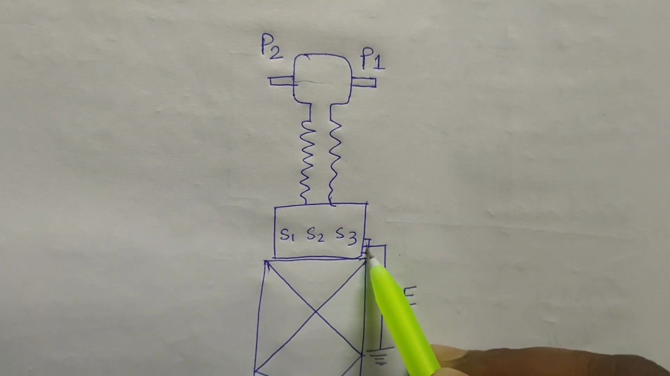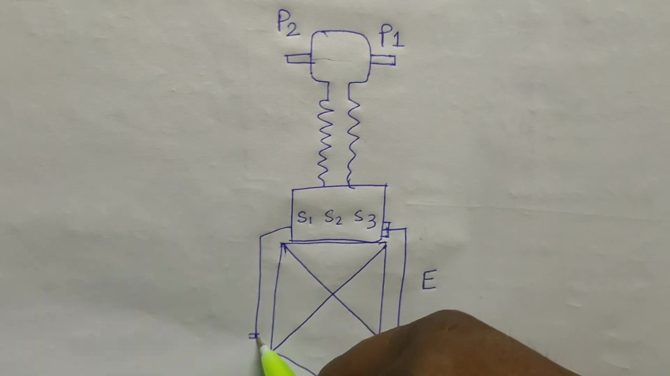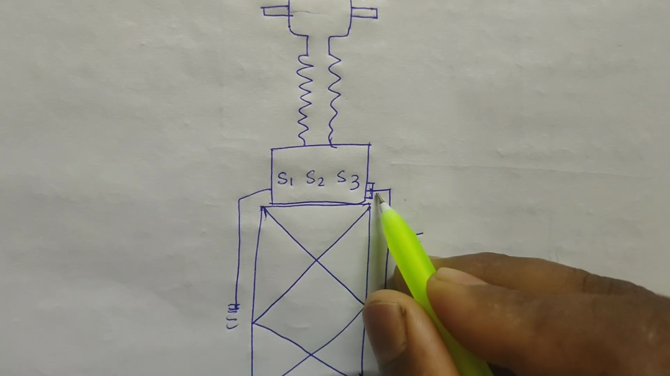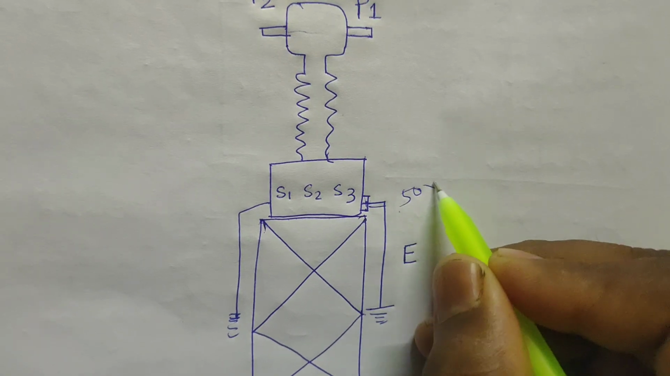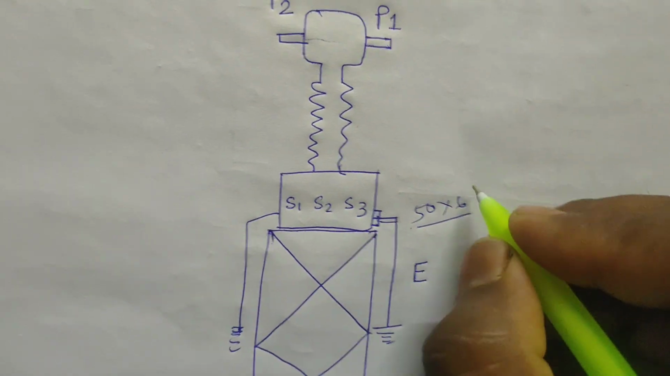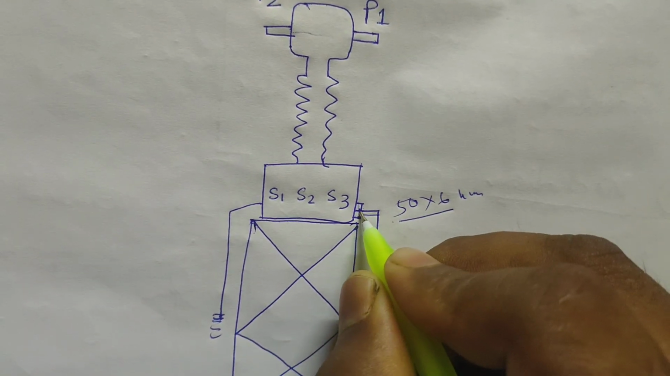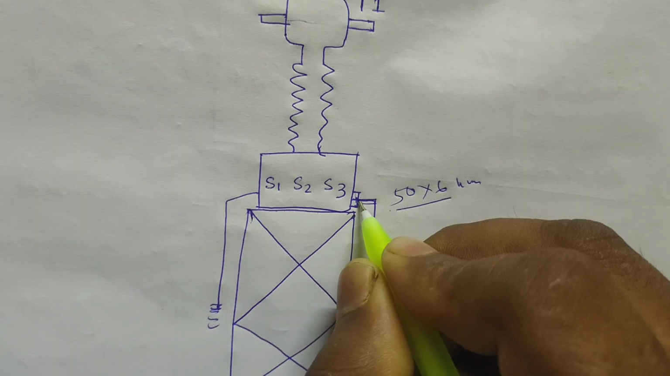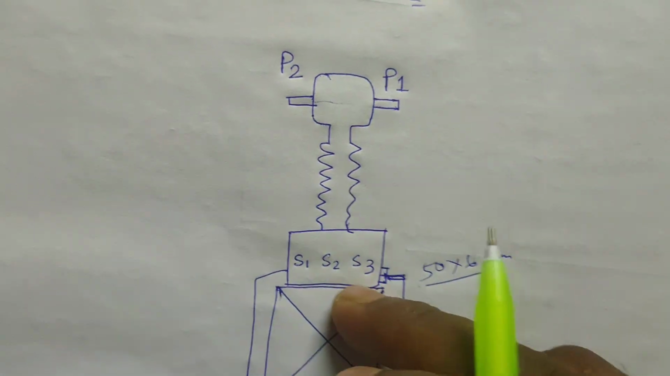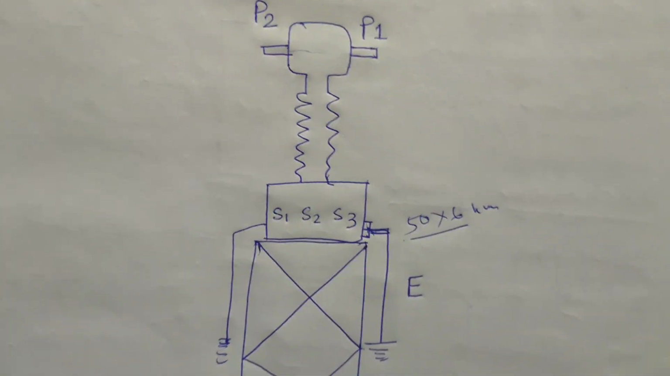From this point and also this point, the CT body has been earthed with the help of a 50x6 GI channel. With the help of this channel, this particular equipment, the current transformer I have drawn, has been earthed.